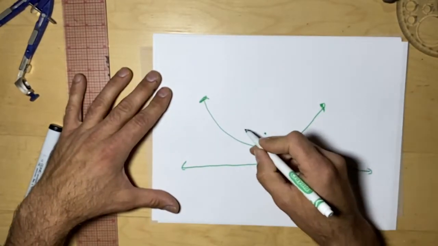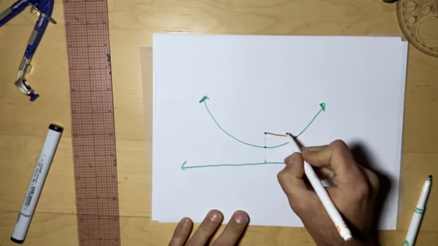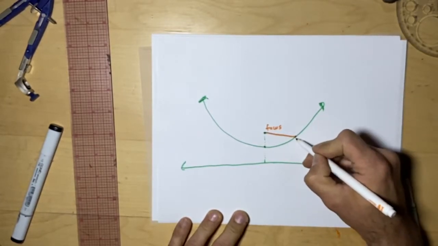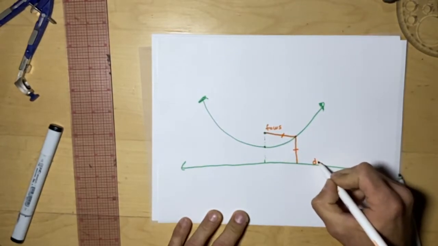Anywhere on the graph, the distance from a point to the focus is always going to be the same as the perpendicular line going straight down to the directrix line.